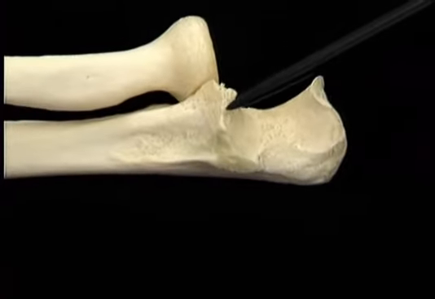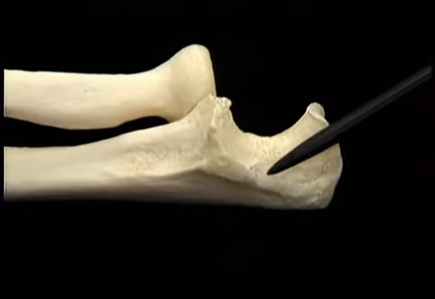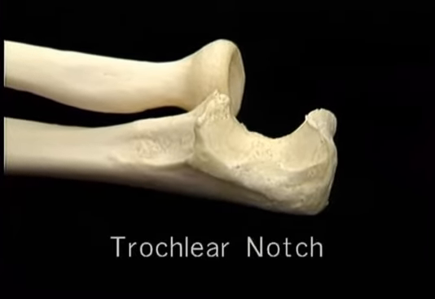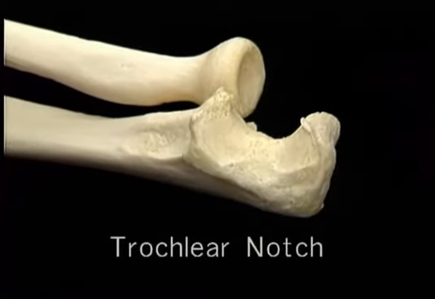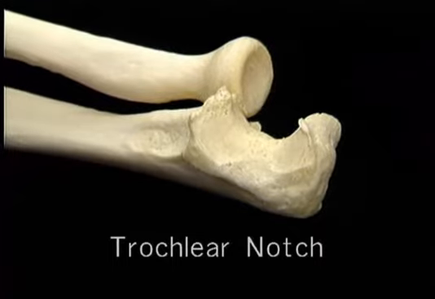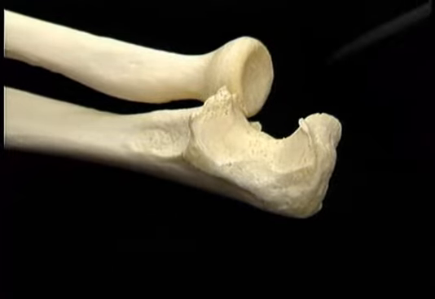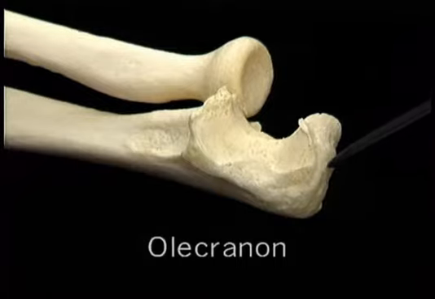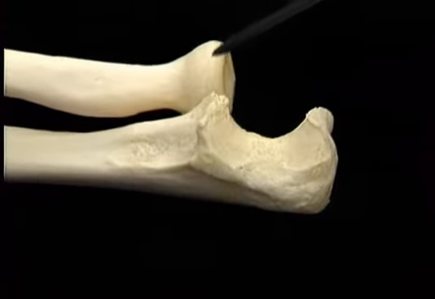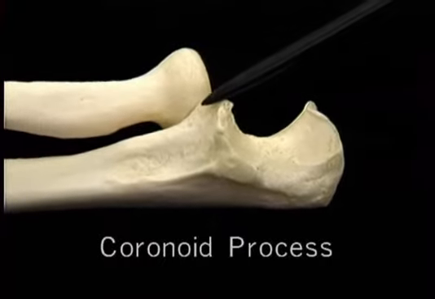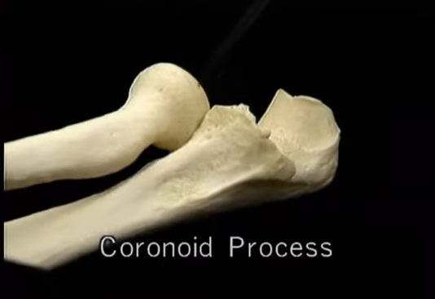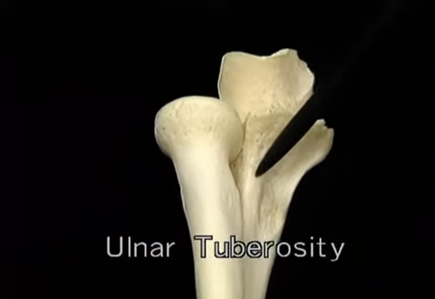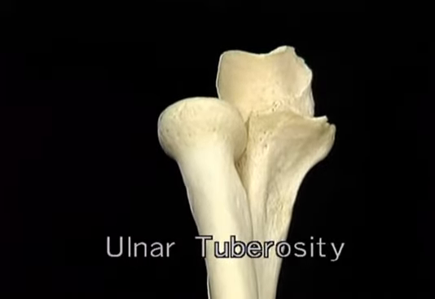The main feature of the proximal end of the ulna is this large curved articular surface. The curve that it forms is called the trochlear notch. It articulates with the trochlea of the humerus. The very proximal end of the ulna is the olecranon. The triceps tendon is attached to it. This projection is the coronoid process. Distal to it, this rough area, the ulnar tuberosity, marks the insertion of the brachialis tendon.